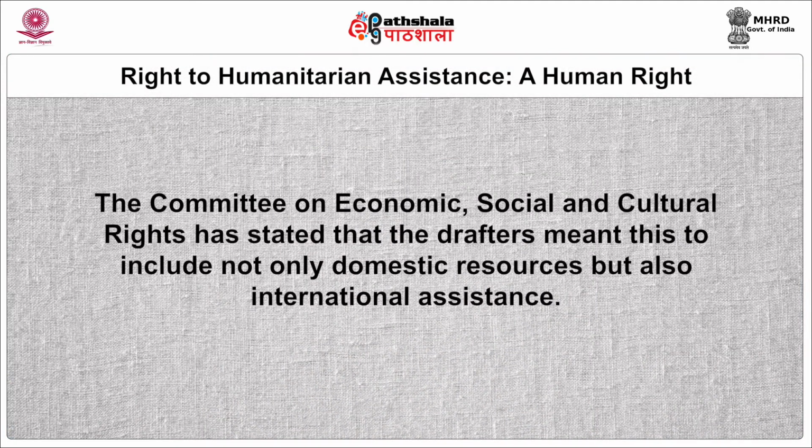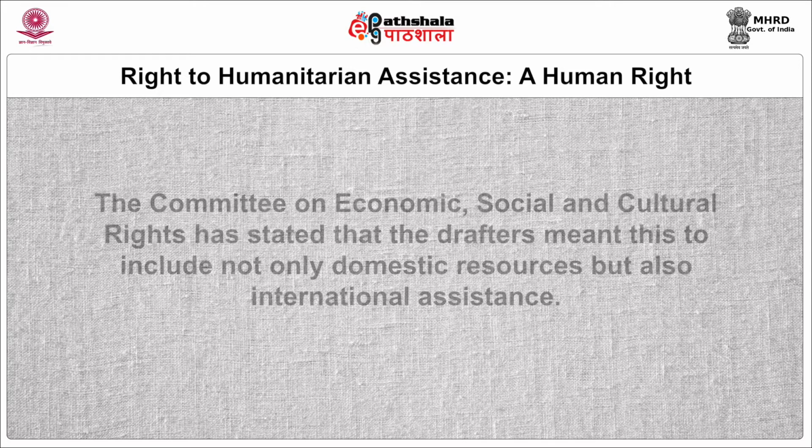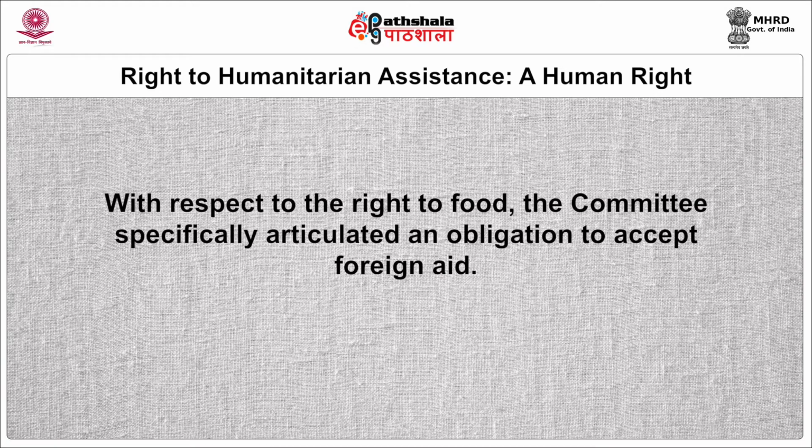Further, the Covenant on Economic, Social and Cultural Rights expressly guarantees the right to an adequate standard of living, including adequate food, clothing and housing, the right to be free from hunger, and the right to the highest attainable standard of physical and mental health. Moreover, the Covenant requires that a state take steps to realize these rights to the maximum of its available resources. The Committee on Economic, Social and Cultural Rights has stated that the drafters meant this to include not only domestic resources but also international assistance with respect to the right to food. The Committee specifically articulated an obligation to accept foreign aid.